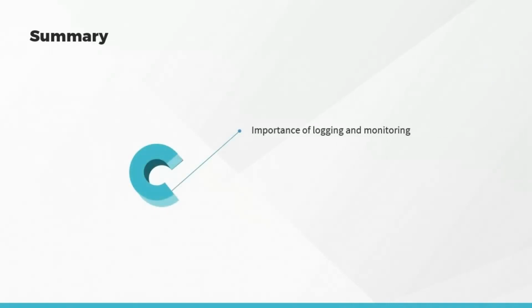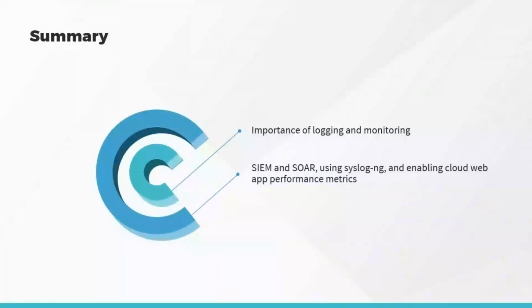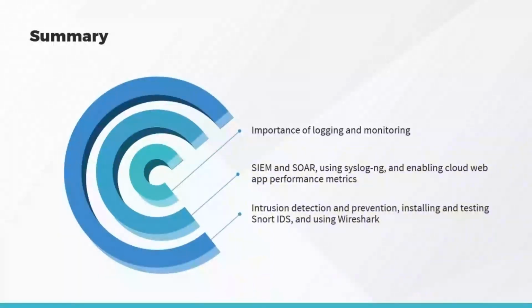So in this course, we examined how to ensure that monitoring is deployed correctly in order to ensure the timely detection of past security breaches and security incidents in the midst of occurring. We did this by exploring the importance of logging and monitoring. We analyzed SIEM and SOAR and distinguished the difference between them. We used syslogging in Linux for log forwarding, and we enabled cloud web app performance metrics. We then discussed the difference between intrusion detection and prevention, followed by installing and testing the Snort IDS, and then we used Wireshark to examine packet captures.